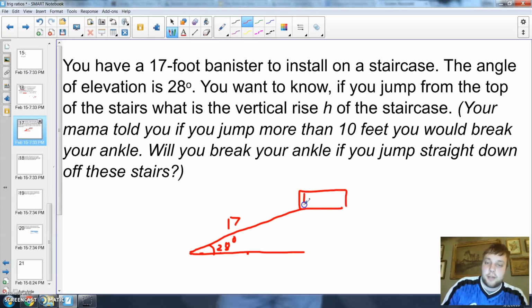Here's my staircase. I want to know if I jump over the banister here. Here's my banister at the top of the stairs. How far will I fall if I jump over the banister? I'm going to call it H. My mama told me if I jump more than 10 feet, I will break my ankle. Will you break your ankle if you jump straight down off the stairs?